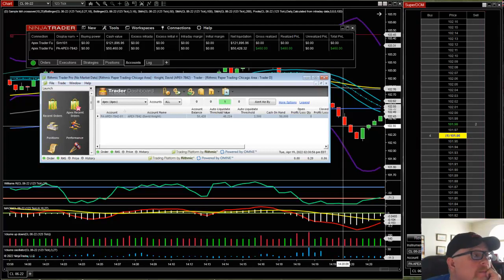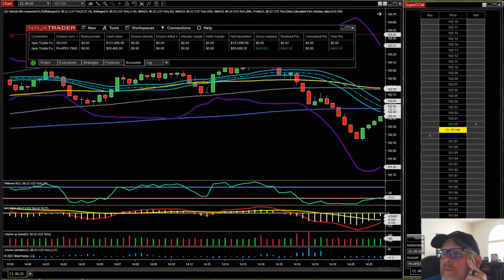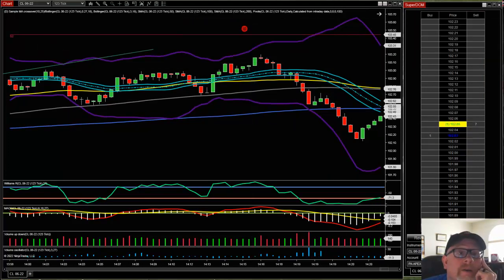So we got some profit. Look at it, trading there at the 101, 102 mark, right? Almost caught a nice little closing trade there. It needed to get a little bit higher. All right, it's going to do it for me.